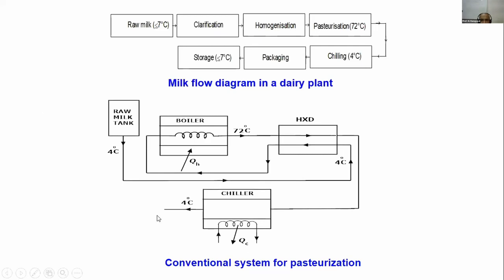This is a typical schematic where you have a boiler for heating the milk to 72 degrees, and there is an intermediate heat exchanger, sometimes called the regenerative heat exchanger. This is a very, very important component. What we are doing here is, instead of heating the milk from 4 degrees to 72 degrees and again cooling it from 72 to 4, we are using this heat exchanger for recovering heat from the hot pasteurized milk and transferring it back to the cold milk. That is the role of this. So this is a conventional system. As I told you, we require a separate refrigeration system for chilling and a boiler for heating.